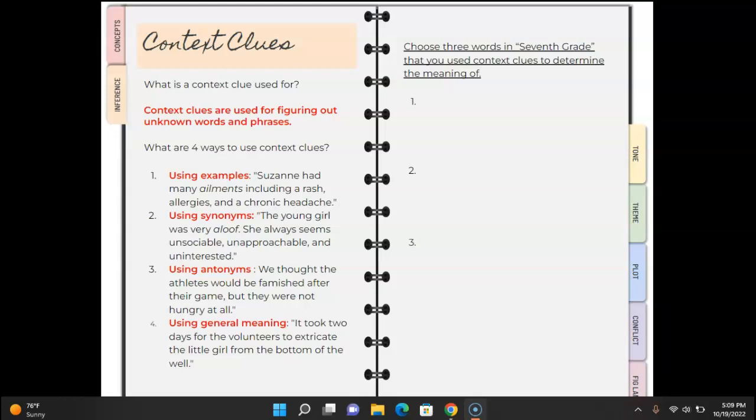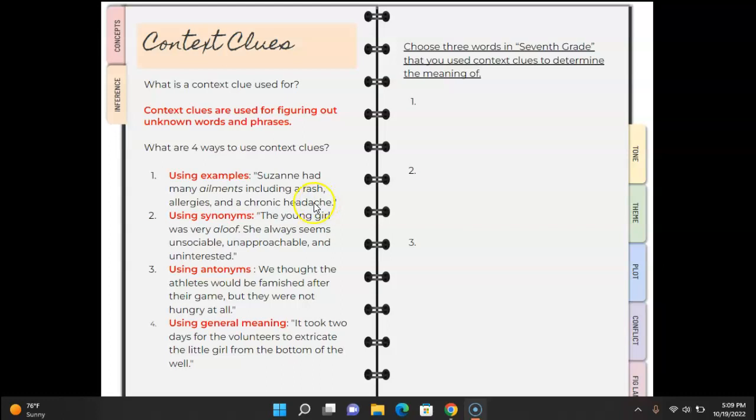Well, first off, you can use examples as part of your context clues. For example, Suzanne had many ailments, including a rash, allergies, and a chronic headache. You may not know this word ailments, but you can figure out from the examples it gives us, rash, allergies, and chronic headache, that ailments probably have to do with not feeling well, being unhealthy or having health problems. So even though you may not know the word ailments, by using these examples, you can start to figure out what it means.